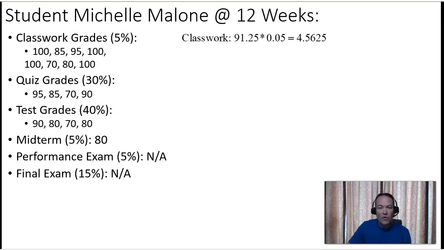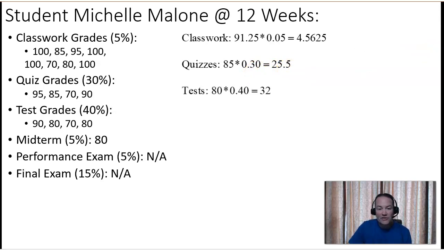Same thing we did before. For classwork, we need to add together the 8 grades that she has and divide by 8. You should get 91.25. Multiply that by 5%. Notice this number is slightly different than what we had before. For her quiz grades, add together the 4 quiz grades, divide by 4. That should give you 85. Multiply that by 30%, 0.3, to get 25.5.